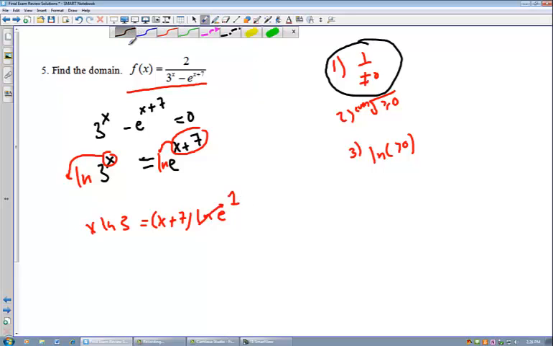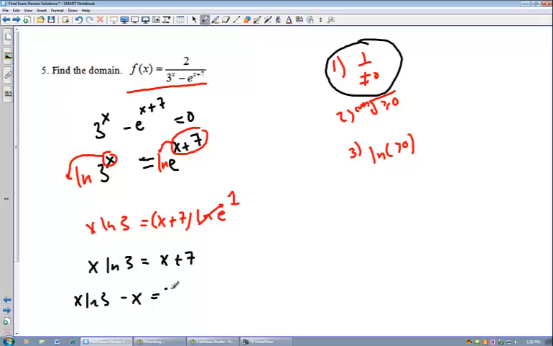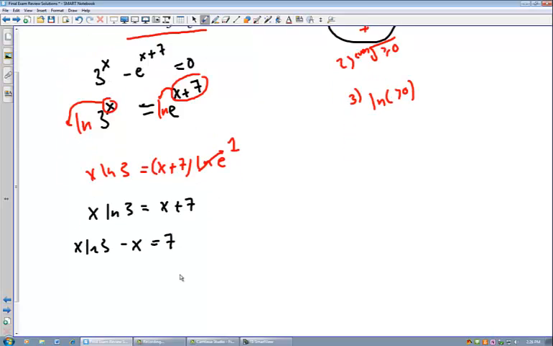So what you have now is x ln of 3 equal to x plus 7. And you'll move over the x, so x ln of 3, take away x from both sides, so minus x equal to 7. And here's where you're going to get stuck, because you're not sure what to do now, and you have to remember that you have x times something minus x, so pull out what they have in common.